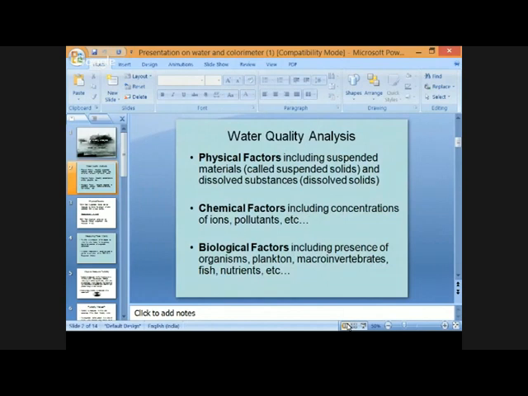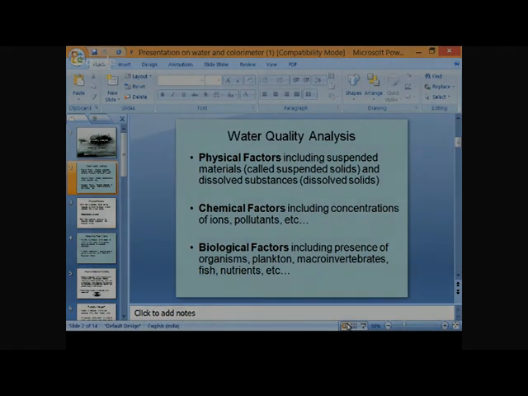If you are interested further in the analysis of DO and BOD, then I can show you one or two slides more. If you are really interested, it's okay.